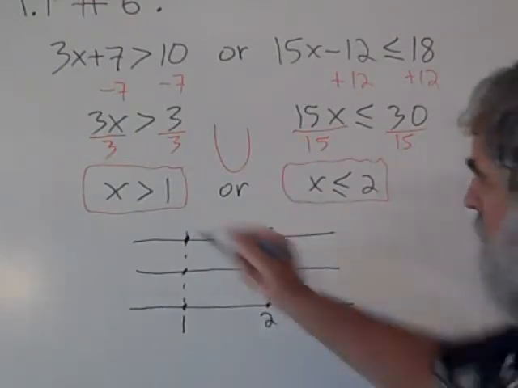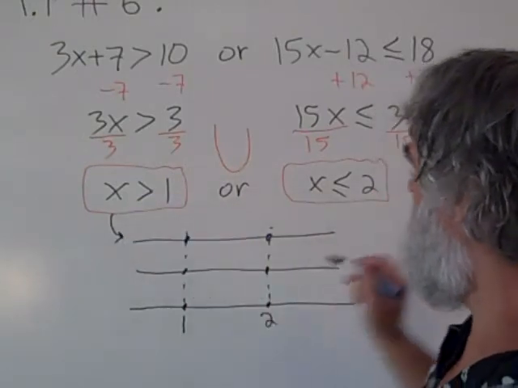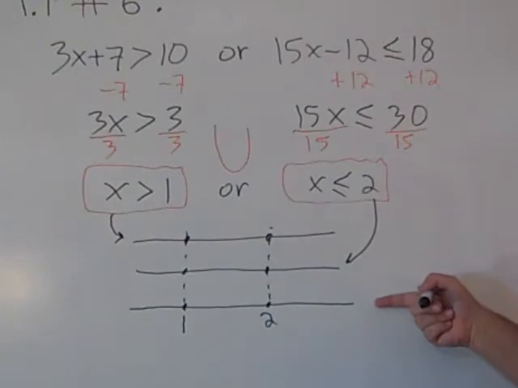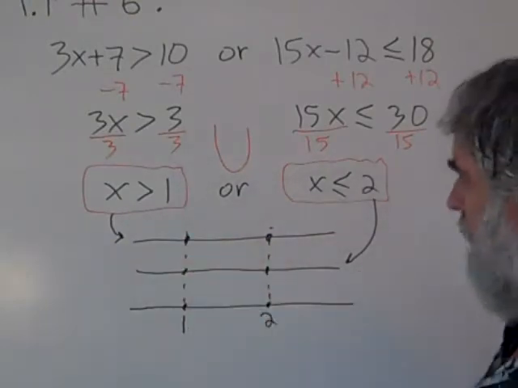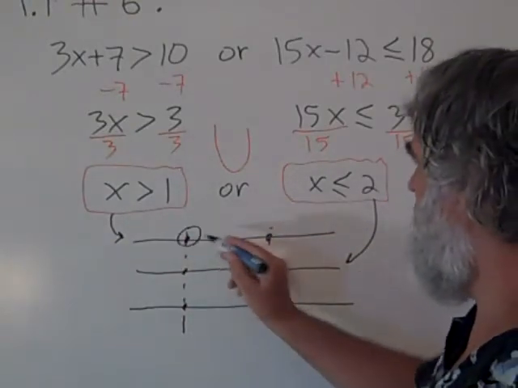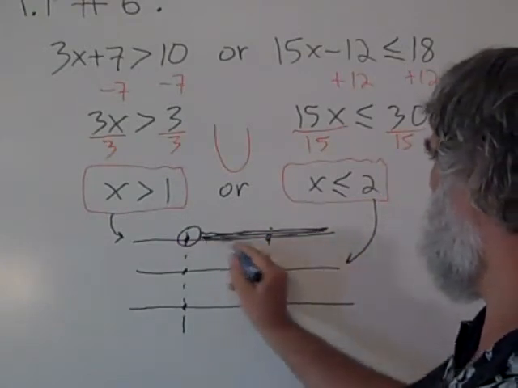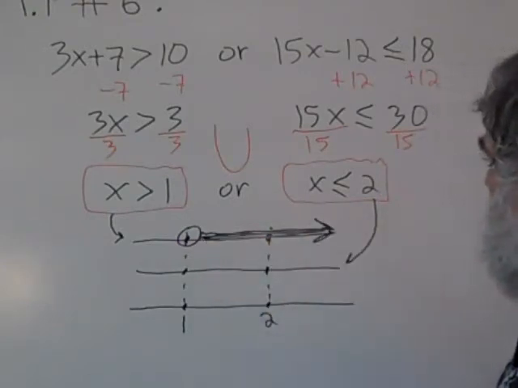The first inequality will graph on the first line, the second inequality will graph on the second line, and then on the third we'll graph the solution to our compound inequality. So the first one, x is bigger than 1. Well, that just means that x lives somewhere to the right of 1 on this number line. That's the first one graphed. X is bigger than 1.